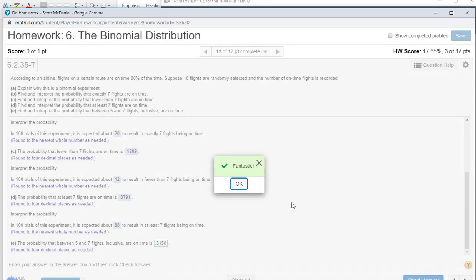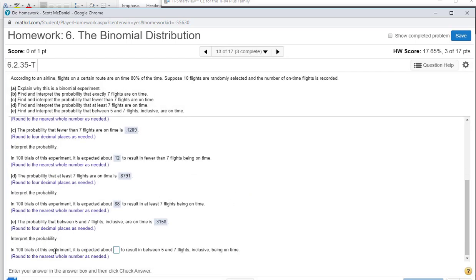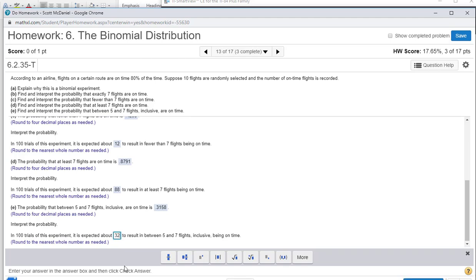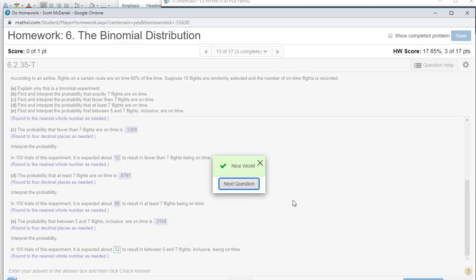There is a way to use the cdf, but I notice when students use it, when it's between 2 numbers, they always miss it. So I'm going to suggest you not use that and just do the pdf. It takes a couple extra keystrokes, but I think it's worth it. Hopefully you're getting the hang of this now. So in 100 trials of the experiment, about 32 are expected to result in between 5 and 7 flights being on time. Okay, long problem. Hope that helps.